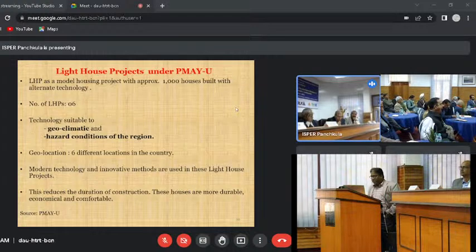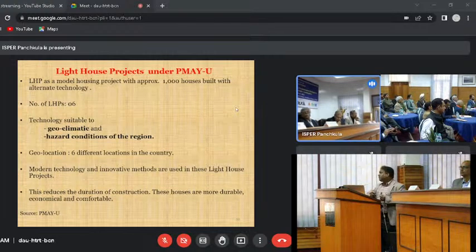It is a model housing project, with a minimum of 1,000 houses to be built, and the technology is suitable to the geoclimatic and hazard conditions of the region. Remember, in architecture you have to study the climate, sun path diagram, wind flow, all these things. Generally we just pass the paper, but once you come to policy making and guideline making, that knowledge is very, very important. And in this case, how the technology can help us.